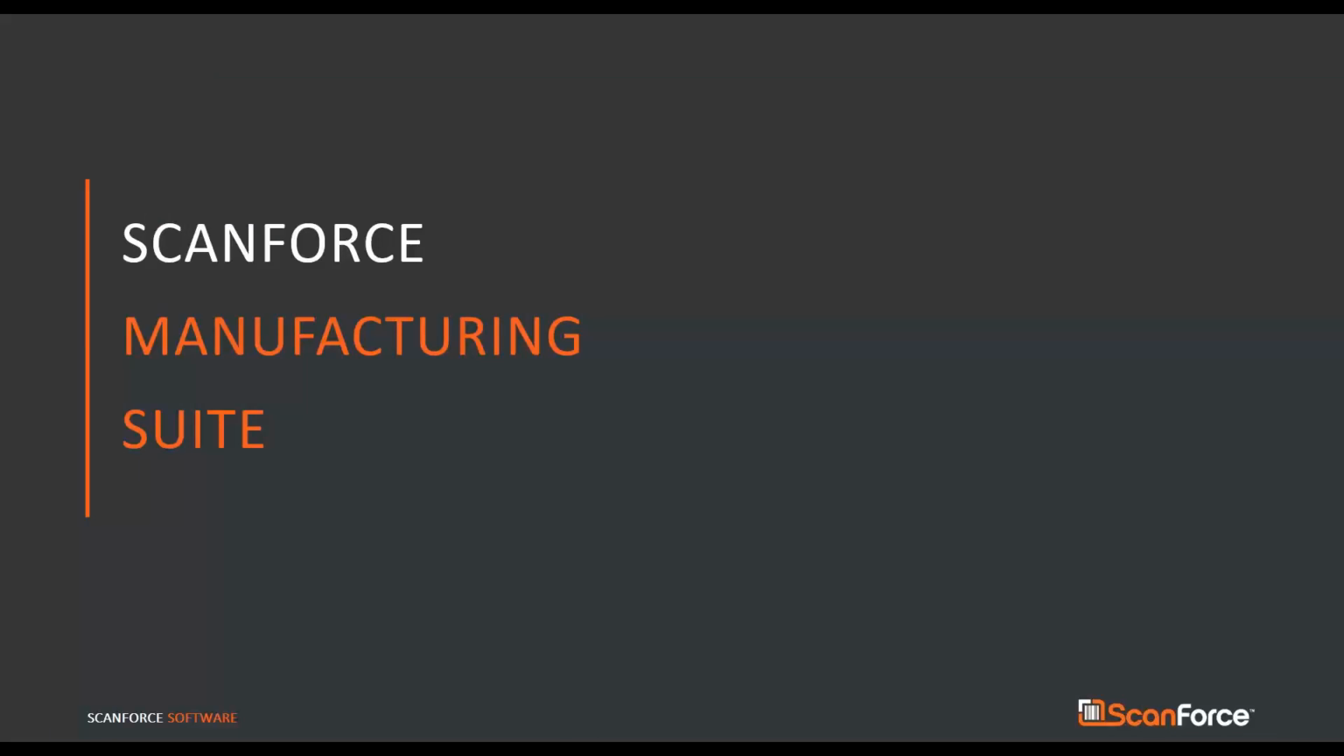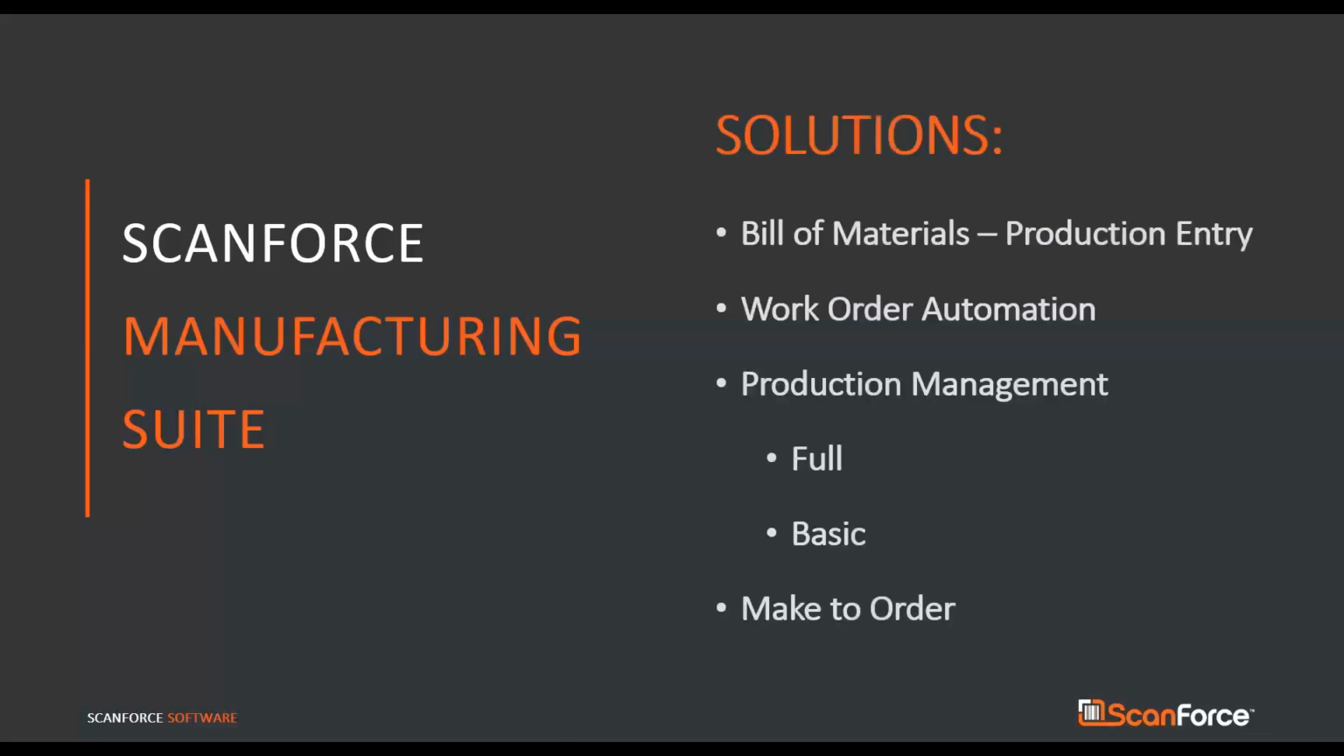All right, so let's get into a little more of why we're here today. Let's talk about what we offer for manufacturing. I referenced these a minute ago, but let's get into a little more detail here. So for bill of materials, we automate production entry, and we have two methods for that.